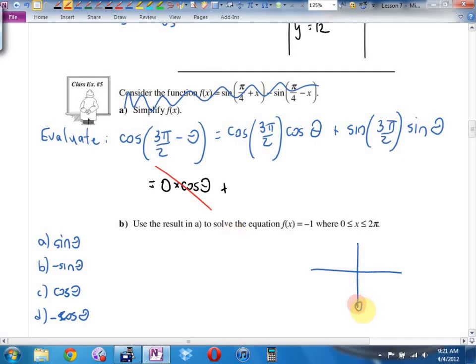What's the sine of 3 pi by 2? Because that's the next term. And then I'll drop the sine theta down. Oh! What's an easier way to write -1 times sine theta? Just negative sine theta? What's the answer?